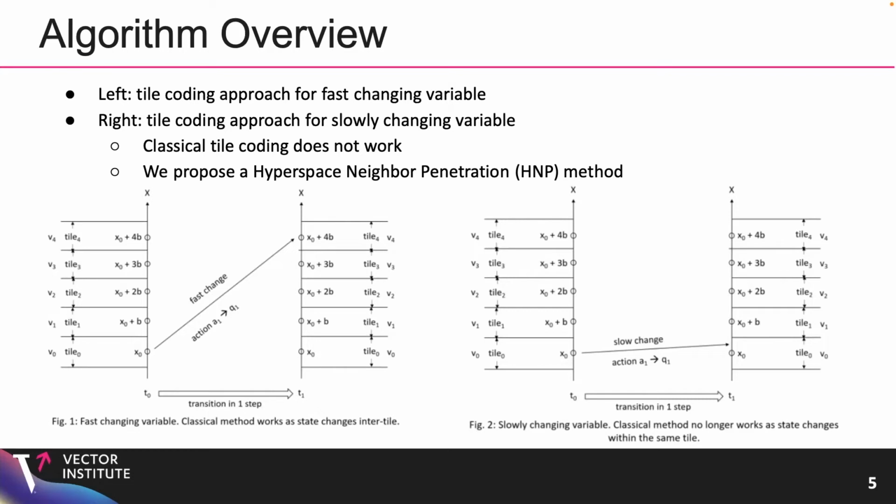For figure 2 on the right, if we're working with a slowly changing variable like room temperature, the action taken by the agent does not move the agent from one tile to another. So it stays in the same tile, and as a result, the agent cannot learn the action value of different tiles properly. This means that the classical tile coding method cannot work for our problem, and as a result, TELUS proposed to use a method named hyperspace neighbor penetration, or HNP for short.